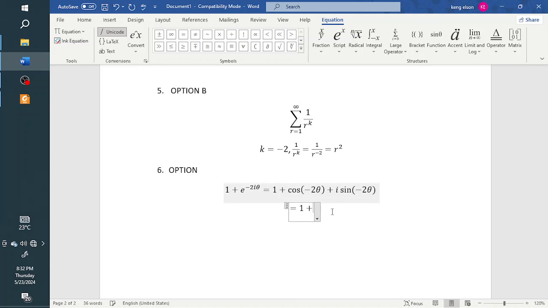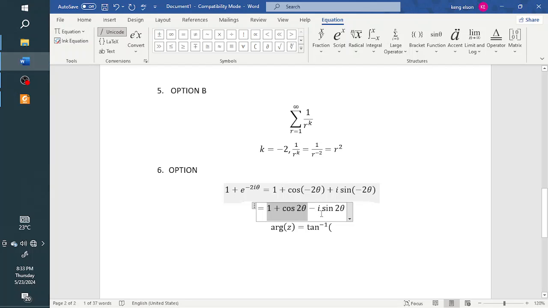Now since the cosine function is even, this just gives us a cosine of 2 theta, and the sine function is odd, so the negative sign will move out and we have the sine of 2 theta. Now you realize that this is a real part of the complex number because it does not contain i, while negative sine of 2 theta is the imaginary part. So basically the argument of my complex number is tan inverse of the imaginary part divided by the real part.